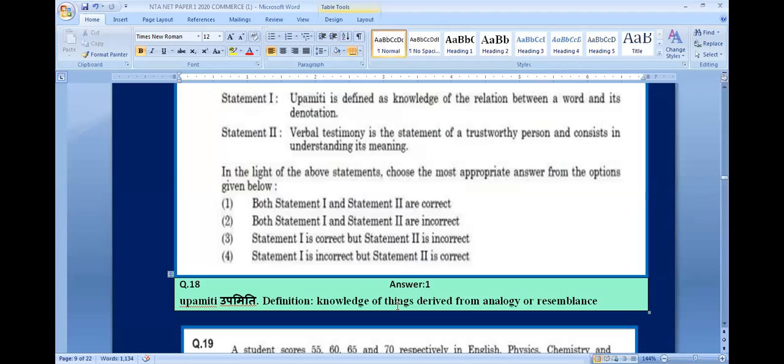Verbal testimony is a statement given by a trustworthy person. Before purchasing any product, what do we do? We get suggestions from the people who are already using it. Correct? It's verbal testimony. Both are correct.